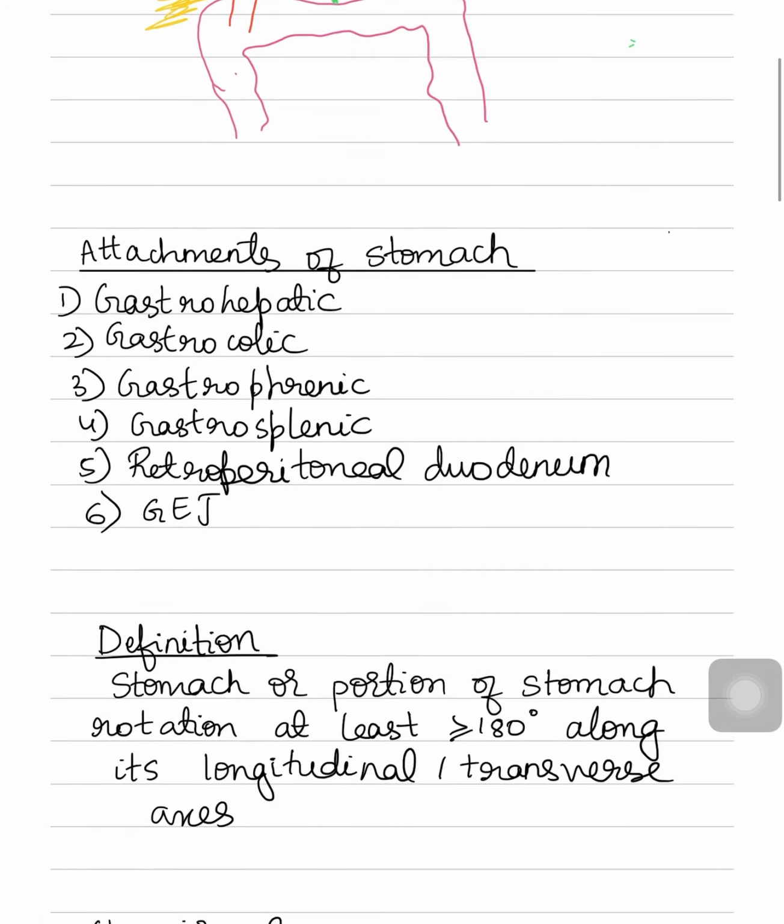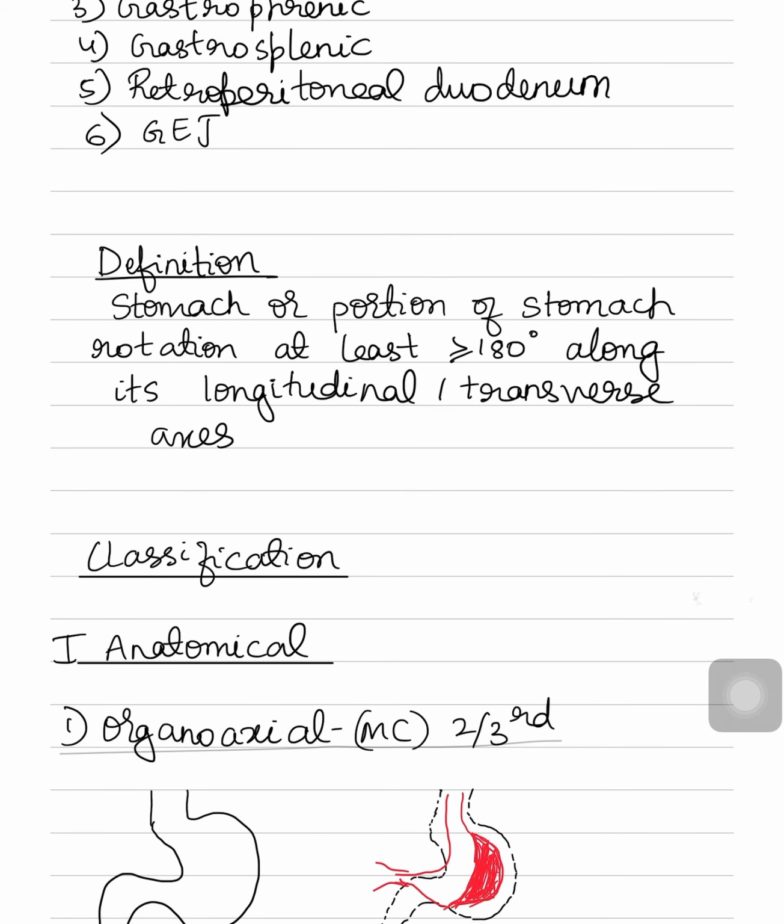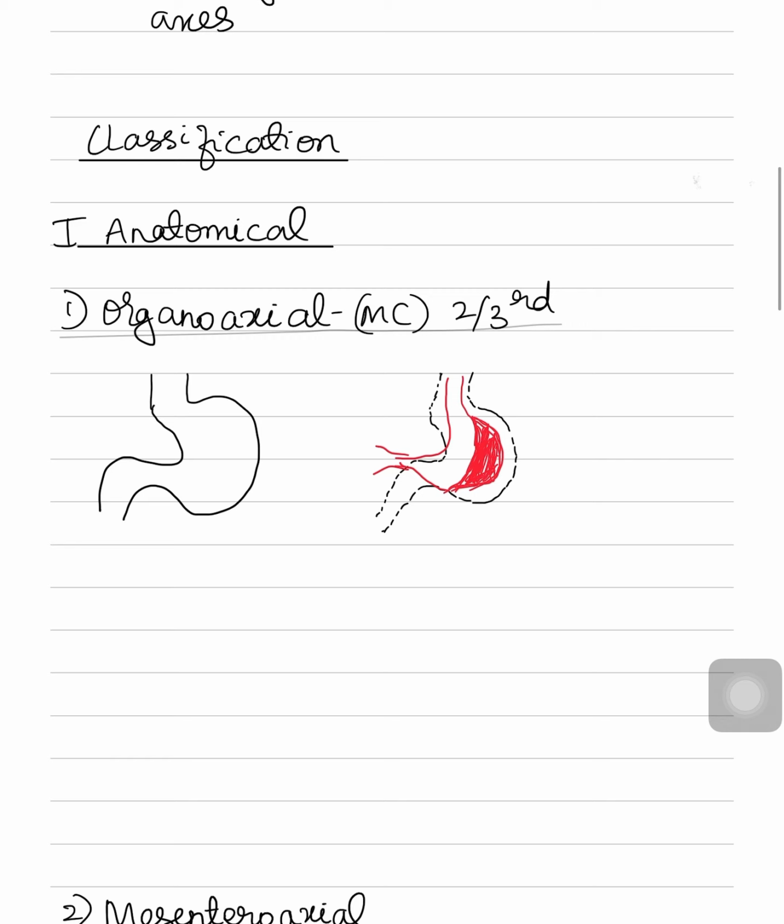So coming to the definition of gastric volvulus, it is the rotation of the stomach or a portion of the stomach by more than 180 degrees along its longitudinal or transverse axis. Coming to the classification, you have two types of classification. One is anatomical. The first is organoaxial. Organoaxial is the most common and it is seen in 2/3 of patients.